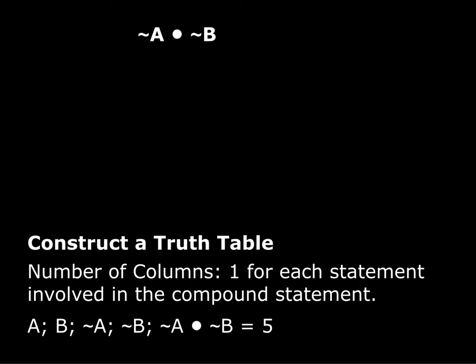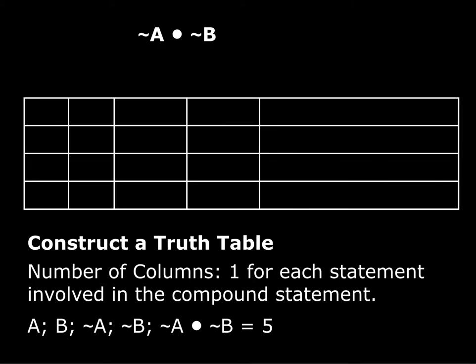What does that mean? We've got the 2 atomic statements, A and B. Those are parts here, so that's 2. We have not A, that's 3. We have not B, that's 4. And then we have the whole conjunction, not A and not B, that's 5. These are all of the different statements, atomic and compound, involved here, so we need a column for every one of those. So we need 4 rows and 5 columns. I'm going to go ahead and draw that.